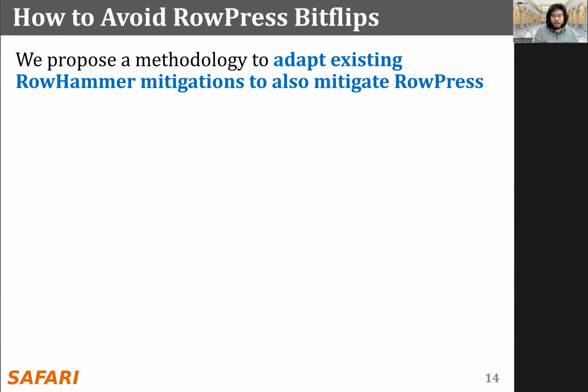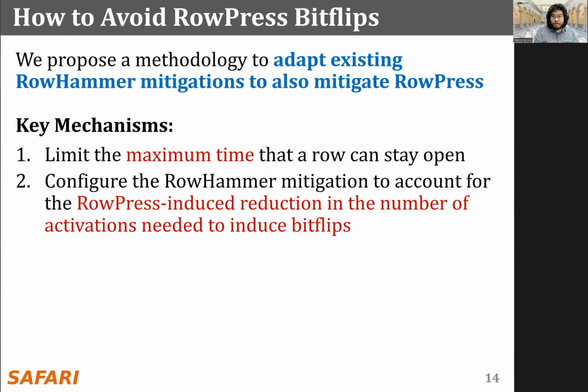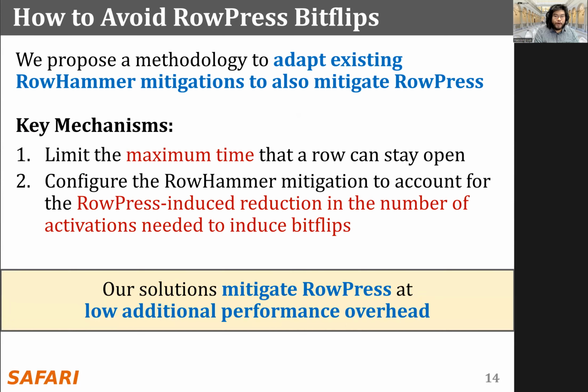We propose a methodology to adapt existing RowHammer mitigations to also mitigate RowPress. The key mechanisms are, first, limit the maximum time that a row can stay open, and second, configure the RowHammer mitigation to account for the RowPress-induced reduction in the number of activations needed to cause bit flips. Our solutions mitigate RowPress at low additional performance overhead.